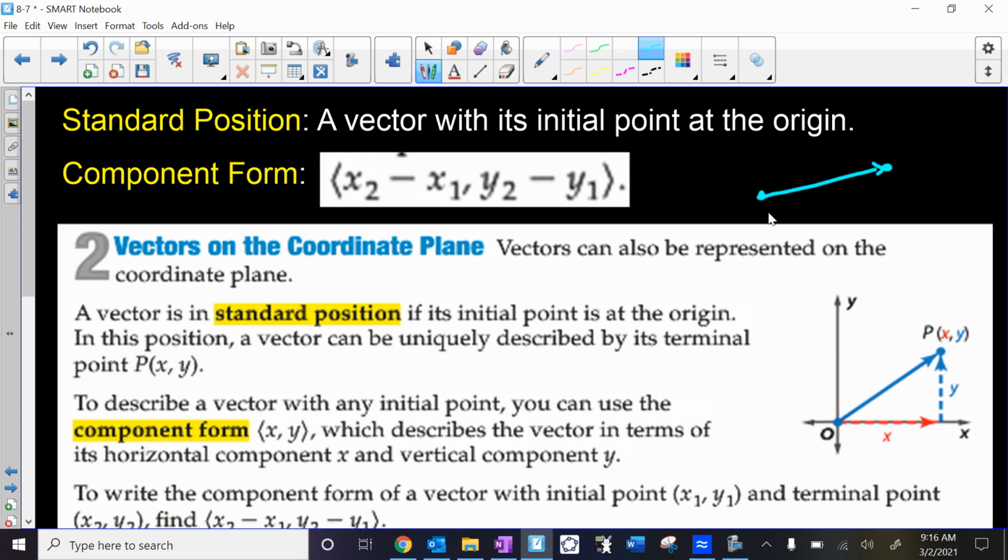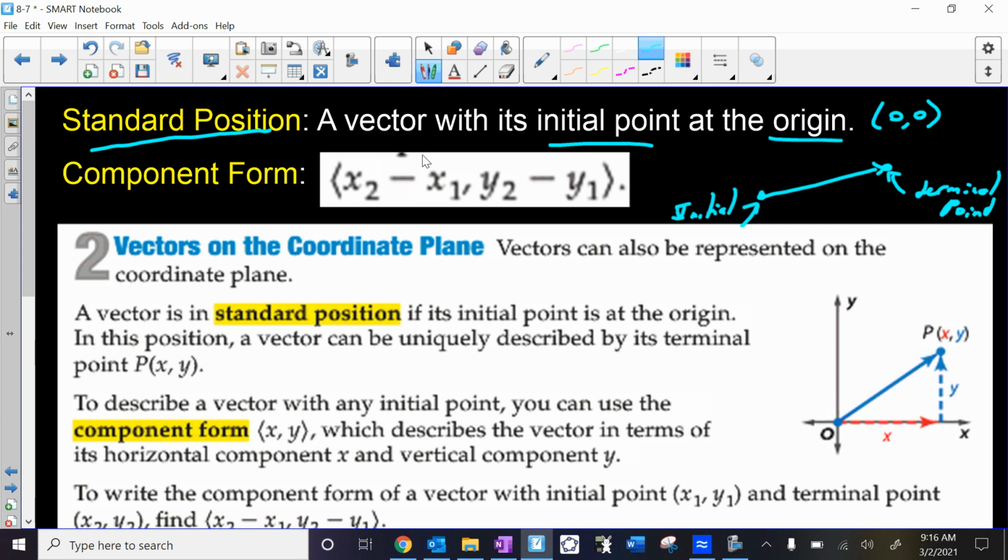On any vector, we have what is called the initial point. That is where we start. And we have what is called a terminal point, which is where we finish. If I want a vector in standard position, then I want to make the initial point at the origin, which is at the point (0, 0). But not every vector is always going to be drawn that way.